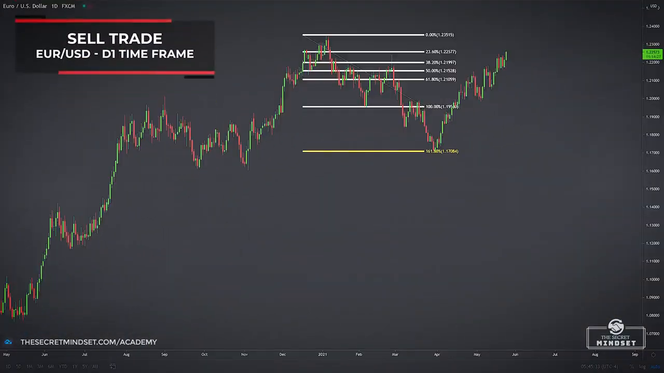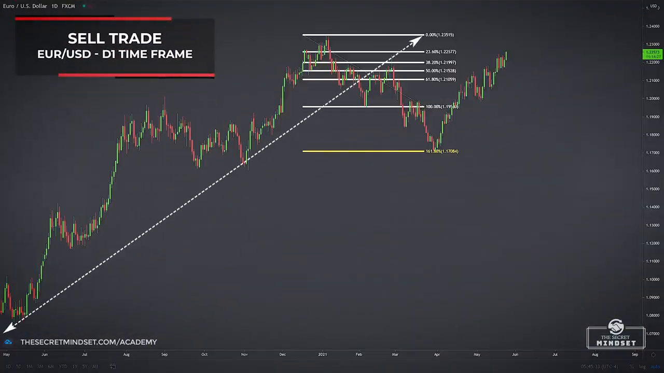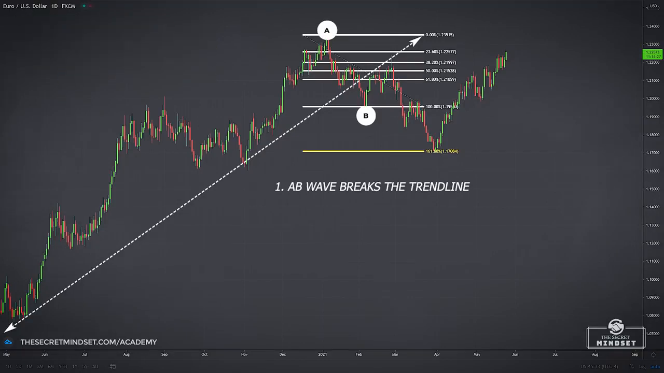Here we have the euro-dollar on the daily time frame. We have the trendline breakout. Point A is the highest point in the chart, starting the AB wave, and this is the wave that breaks the trend line. Point B indicates a possible bearish trend. Then we apply the Fib retracement from point B to point A. Price retraced to the 38.2 Fib level, forming a pin bar, a reversal pattern.